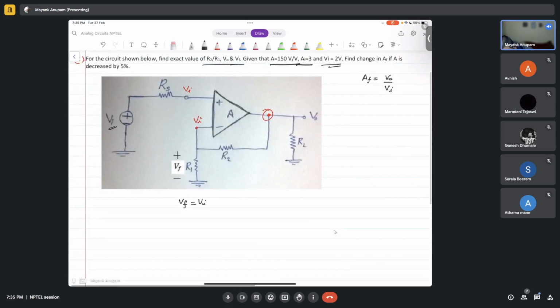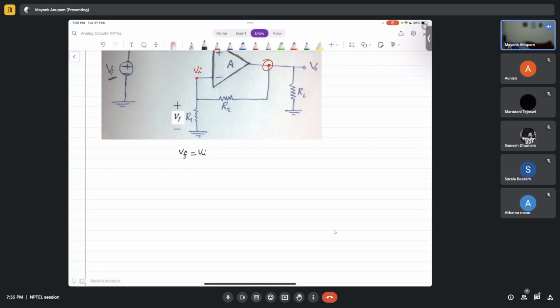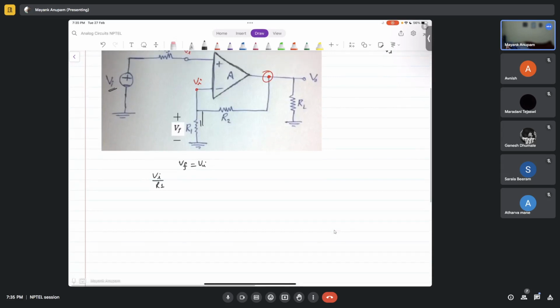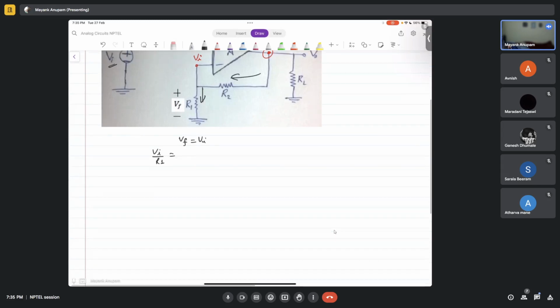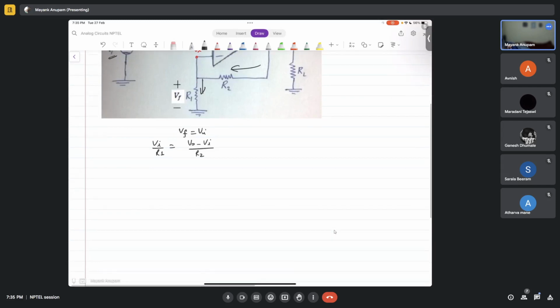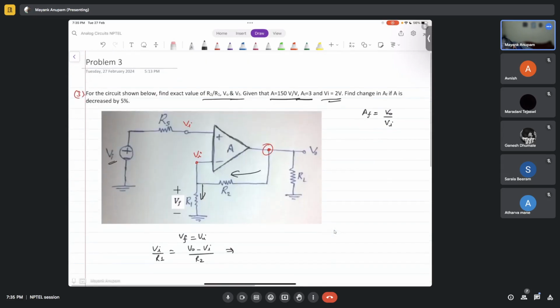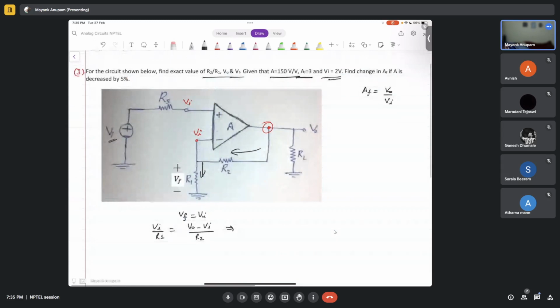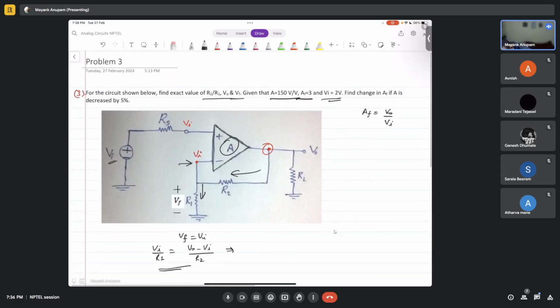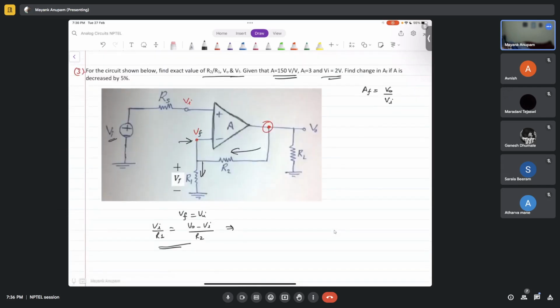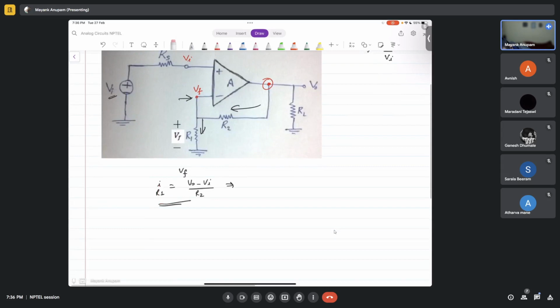Yes, understood. Now the equation that we'll be writing will be Vi by R1, which is this current here, has to be equal to V out minus Vi over R2. Oh sorry, I made a mistake. The statement that this node here is equal to Vi can only be made when A is equal to infinity, right? Only in the case of ideal op amps we can say that. But in this case the gain is given, it's not infinity, it is 150 only, so you cannot make this statement. So you have to keep this equal to Vf only. This is Vf, right? So Vf is not equal to Vi, but this equation still holds.